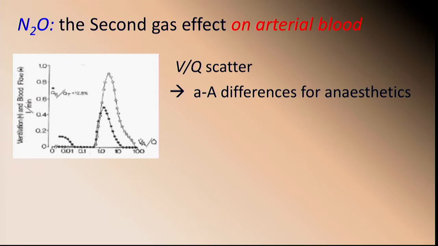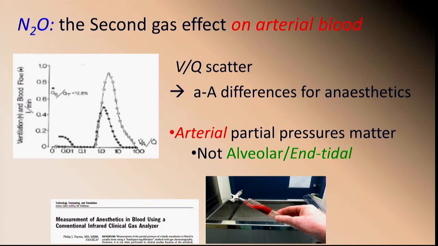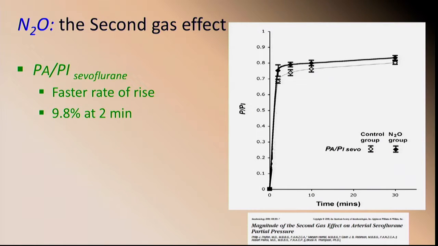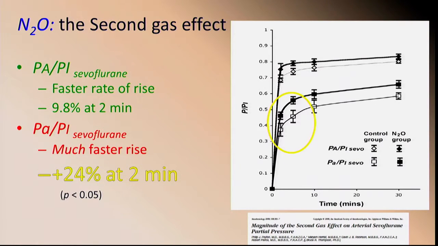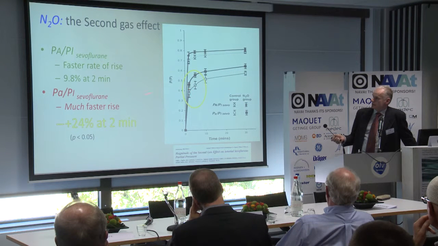However, I remind you that VQ scatter leads to AA differences for all the gases that we've administered to the patients. And it's arterial partial pressures that matter, it's not end-tidal partial pressures. So what do we see happening to arterial partial pressures of sevoflurane? This is what happens. The second gas effect on arterial partial pressures is much, much stronger than that you measure in end-tidal partial pressures. It's almost 25% as opposed to 10%.